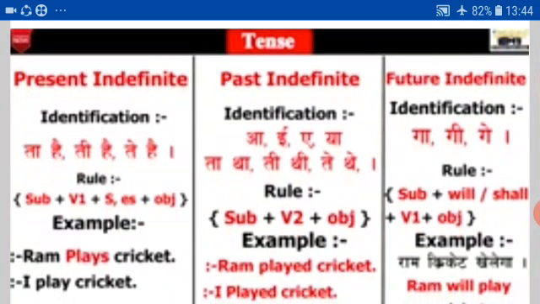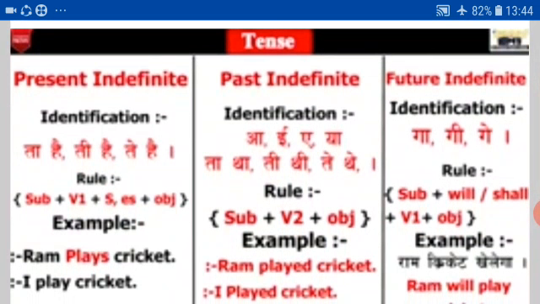In the same way, now past indefinite tense, its identification: ा, े, ी, या, ता था, ती थी, ते थे. Its rule: subject plus second form of verb plus object. Here, if you are using a negative sentence, then you should use did not. Ram played cricket. And negative, Ram did not play cricket. I played cricket. I did not play cricket. If we are using an interrogative sentence, then did will be used in the beginning of the sentence.